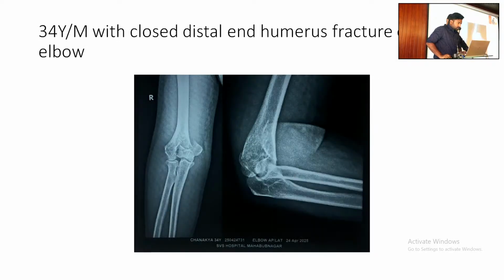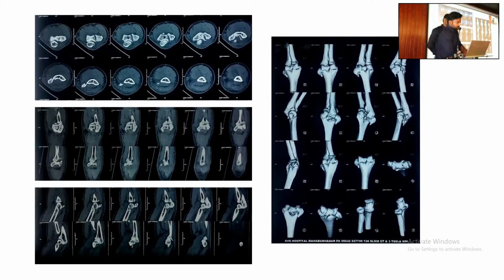Next. 34-year male with closed distal end humerus fracture of the right elbow, sir. And there is intercondylar extension on Riseborough and Radin classification type 3 with rotational deformity. These are the CT images, and you can see the intercondylar extension over here.